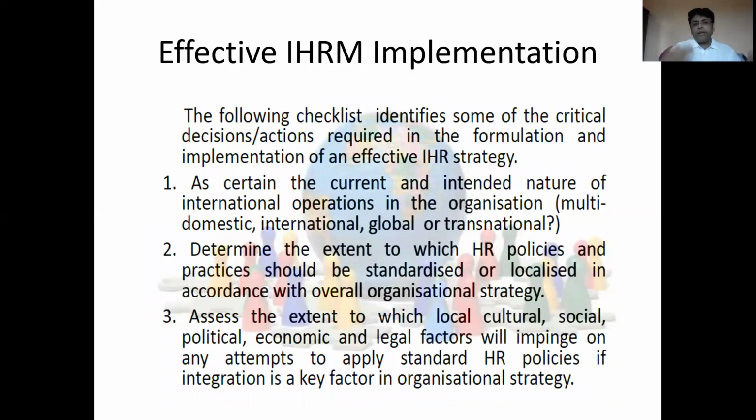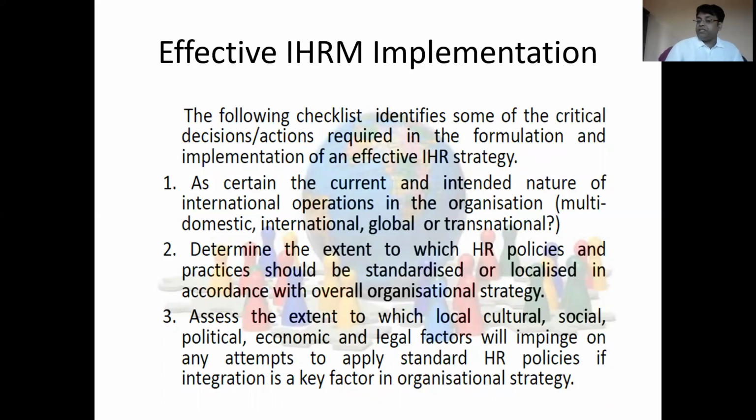Okay, so next we'll be coming to the effective implementation of the IHRM policies. So number one is to ascertain the current intended nature of the international operations in the organization. I mean, multi-domestic, international, global, or transnational. I mean, what kind of company you are. Next one is to determine the extent to which the HR policies and practices should be standardized or localized according to the overall organizational strategy.